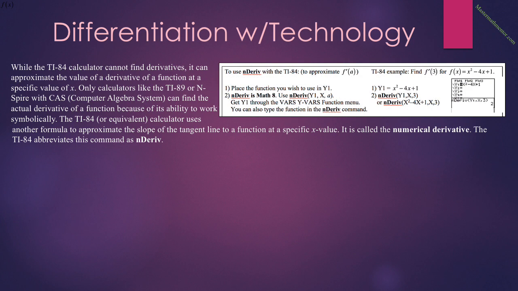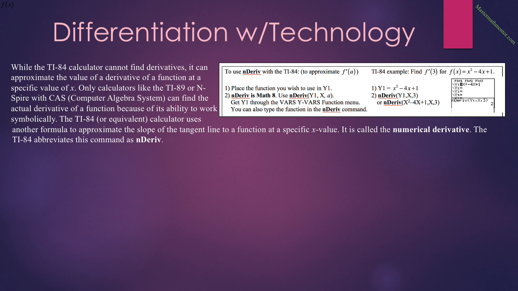To use the nderiv function with the TI-84 or comparable calculator, we first put the function we wish to use in y1. So, for example, we would say that y1 is equal to x squared minus 4x plus 1. Now, let's suppose we wanted to find f prime of 3 for that function, meaning that we want the slope of the tangent line to that curve at x is equal to 3. Nderiv is found in Math 8.